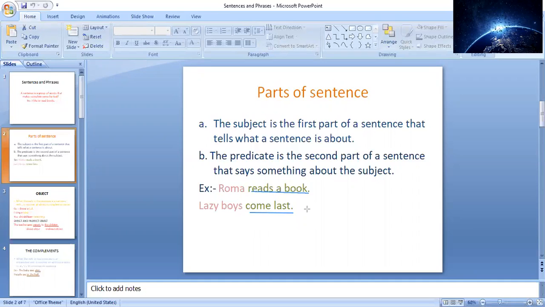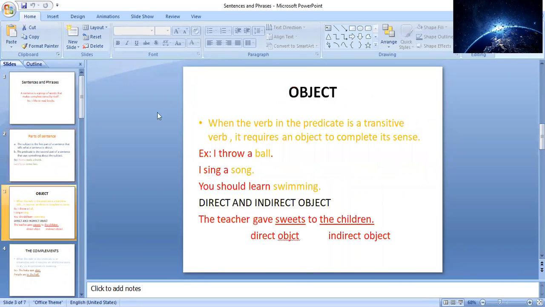Correct? Then we'll move to objects. What is an object? Hope all of you understood till now. Then I'll move to object. What is object? When the verb in the predicate is a transitive verb, it requires an object to complete its sense.